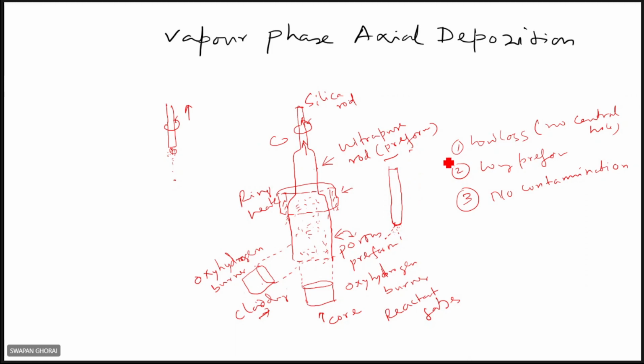Right. The advantage of this method is that it is widely used for fiber fabrication, because it will give very low loss fibers, because there is no central hole in this case. Central holes increase losses, scattering losses, etc. So there will be no central hole, so no such loss. You can have very low loss fiber. Also, you can make a very long preform in this case, which is not possible for other methods.